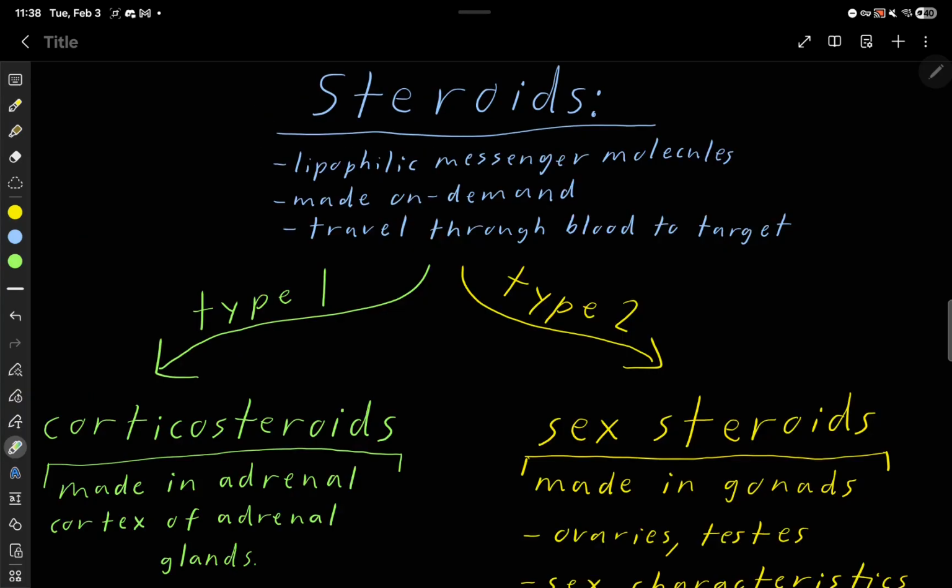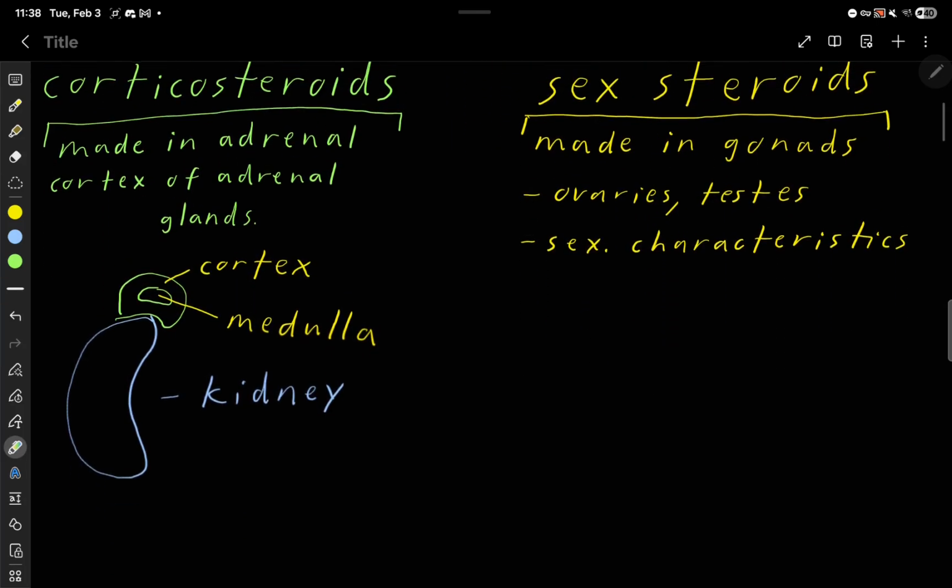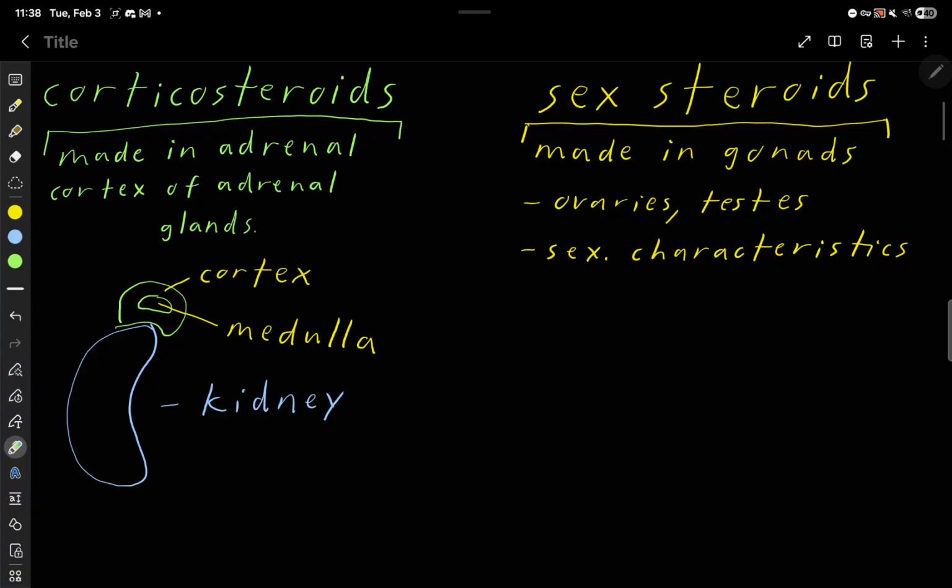Alright, so just to review what steroids are, they're a family of lipophilic messenger molecules that are produced on demand. They travel through the blood to their targets in order to produce responses necessary for our bodies to function. Now there's different types of steroids, but in this video we're going to focus on two big types, corticosteroids and sex steroids. So corticosteroids are produced in the adrenal cortex of our adrenal glands.